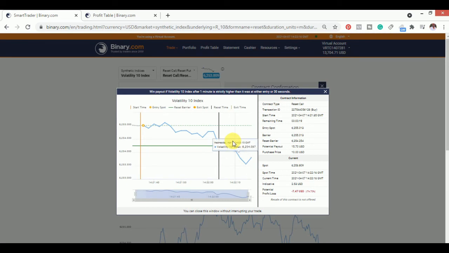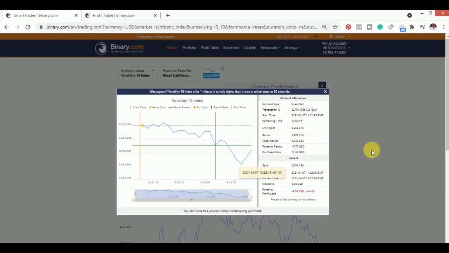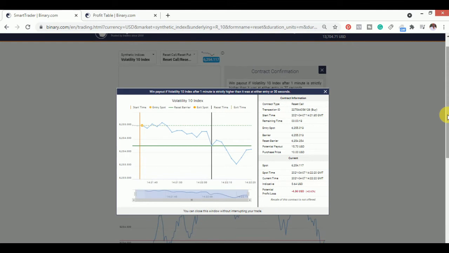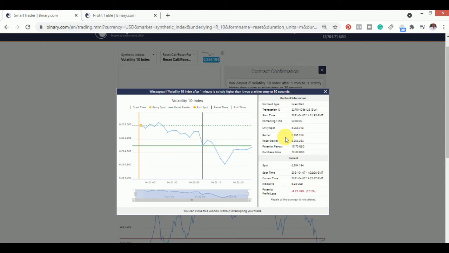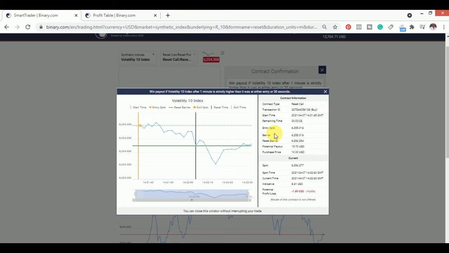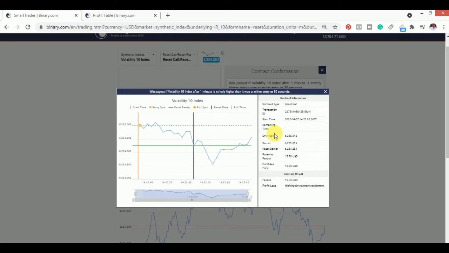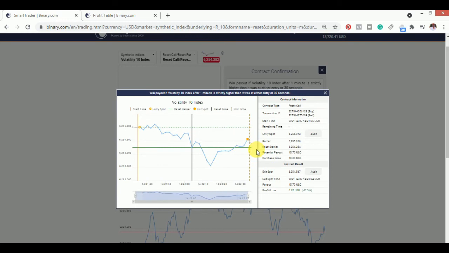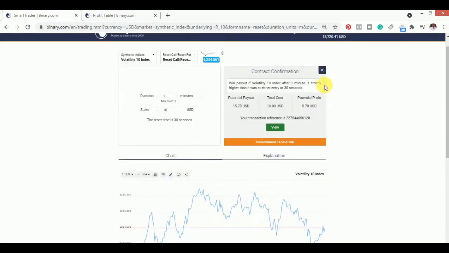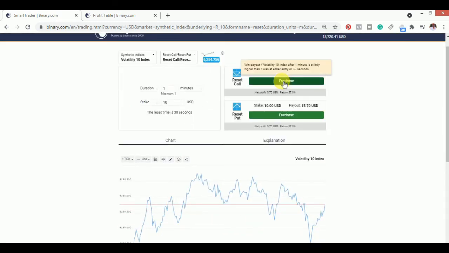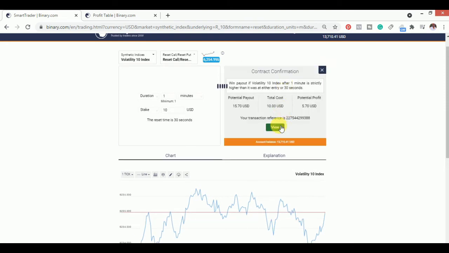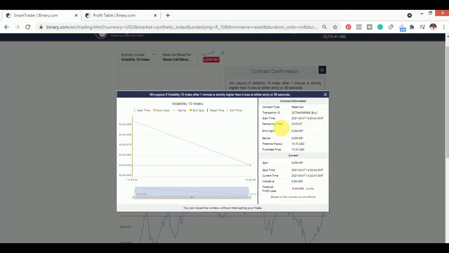Okay, remaining 22 seconds. See where the barrier is reset. Okay, remaining 10 seconds. Remaining 1 second. You can see, for the eighth, I think this is the eighth one, then you can see that it's just the reset call. The entire trade is just ending beyond the reset barrier.